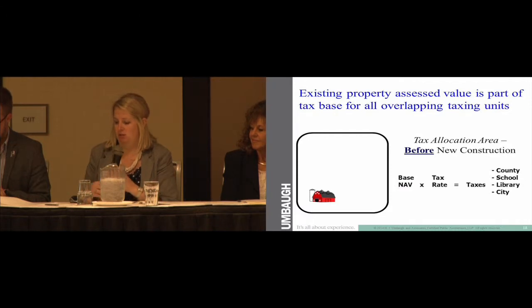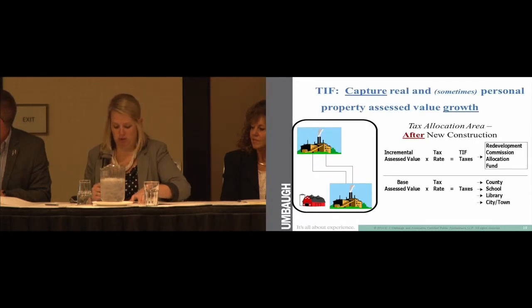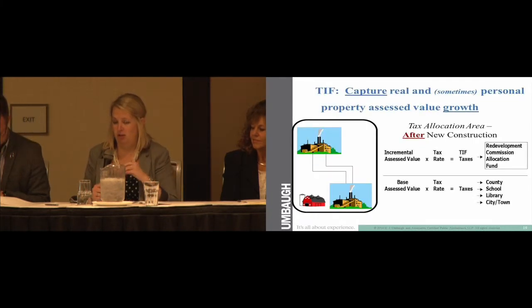That base value, the assessed value and taxes generated, will continue to go to all of those overlapping taxing units. When you create a TIF area and you have new development, new infrastructure, whatever it may be, that new assessed value would be above the base value, and that is the incremental assessed value. You take that times the tax rate to get the TIF taxes, and those taxes go into the Redevelopment Commission's allocation fund. Those are the TIF dollars that can be used for projects to incentivize various things. But the base assessed value will continue to go to all of those overlapping taxing units. So it's truly capturing the increase in assessed value.